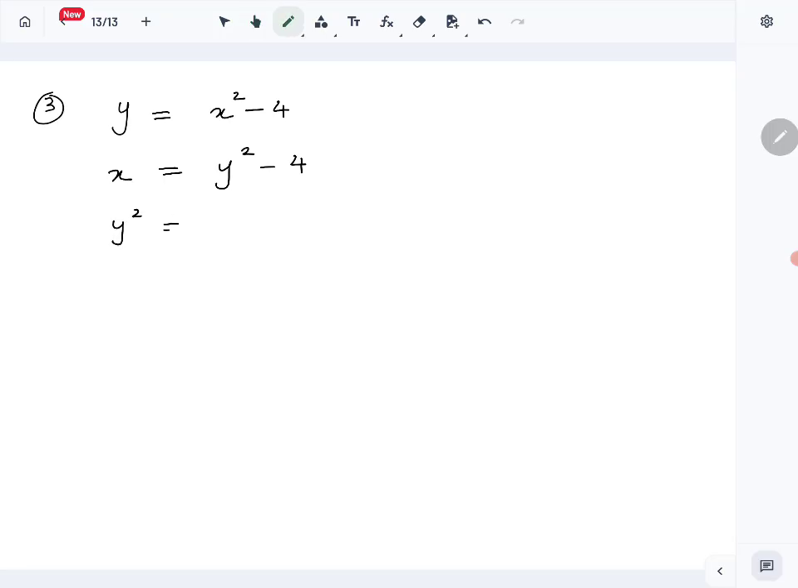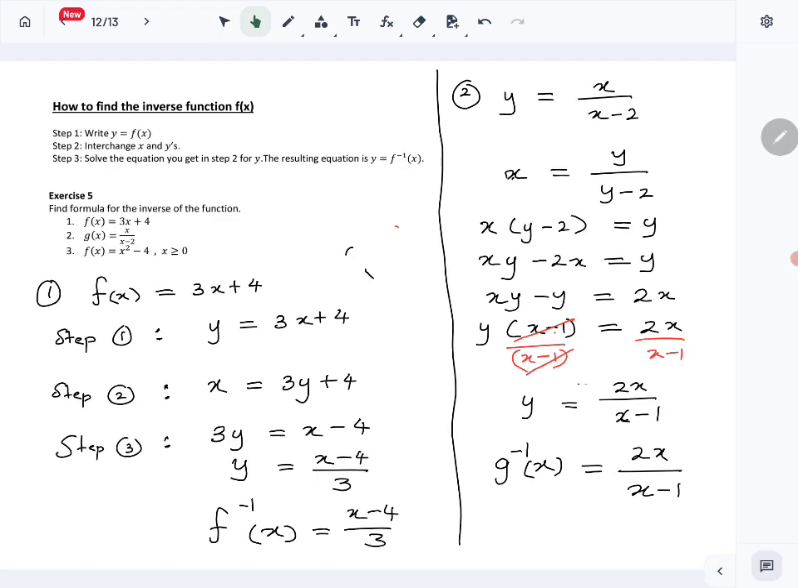So then y squared is equal to x plus 4. Then y is equal to what? Plus or minus square root of x plus 4. And remember, an inverse function has to be unique. So you can't have two parts. You can't have a plus 1 and a minus 1. How do we decide which one is correct? That is why this condition was given to you.